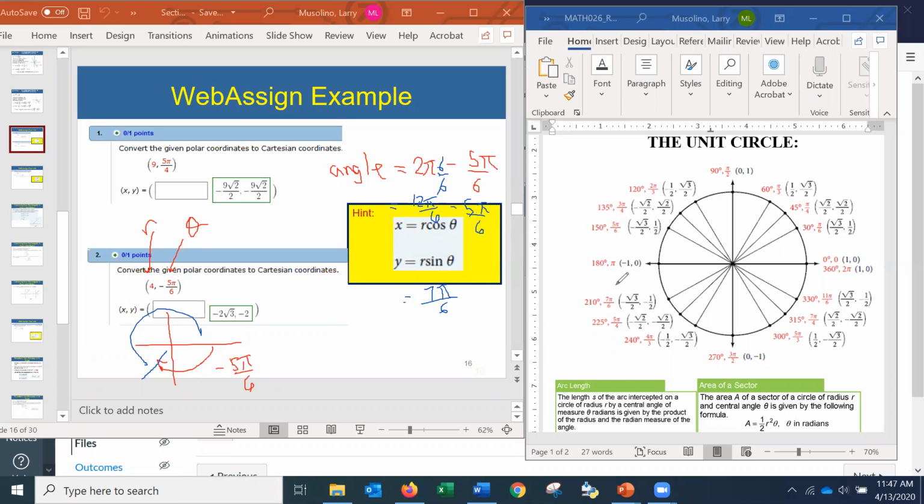All right, so we know we're working with this angle right here, 7 pi over 6. So let's go ahead and convert. X is R cosine theta. In our example, our R number was a 4. And we want cosine 7 pi over 6. So that's going to be negative square root of 3 over 2.